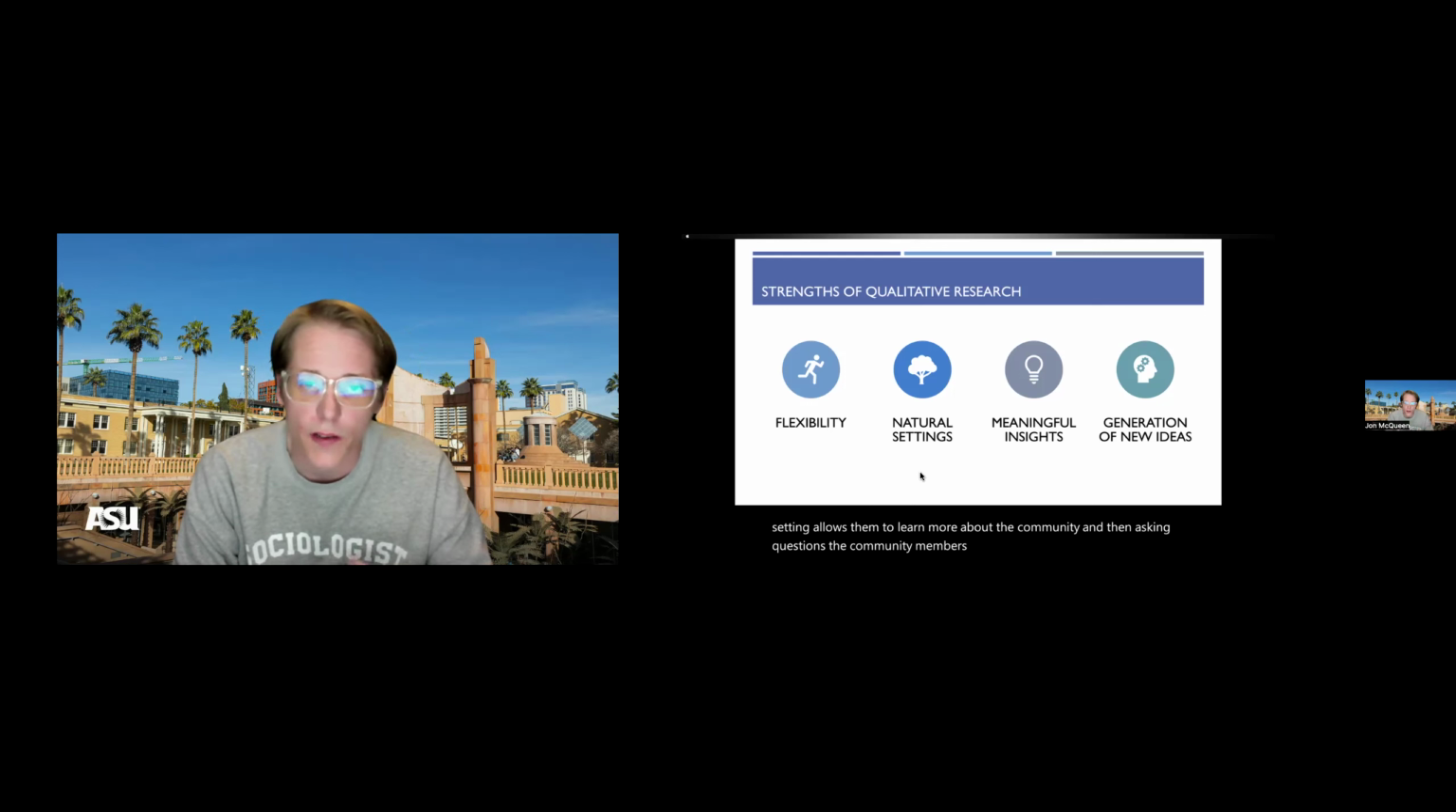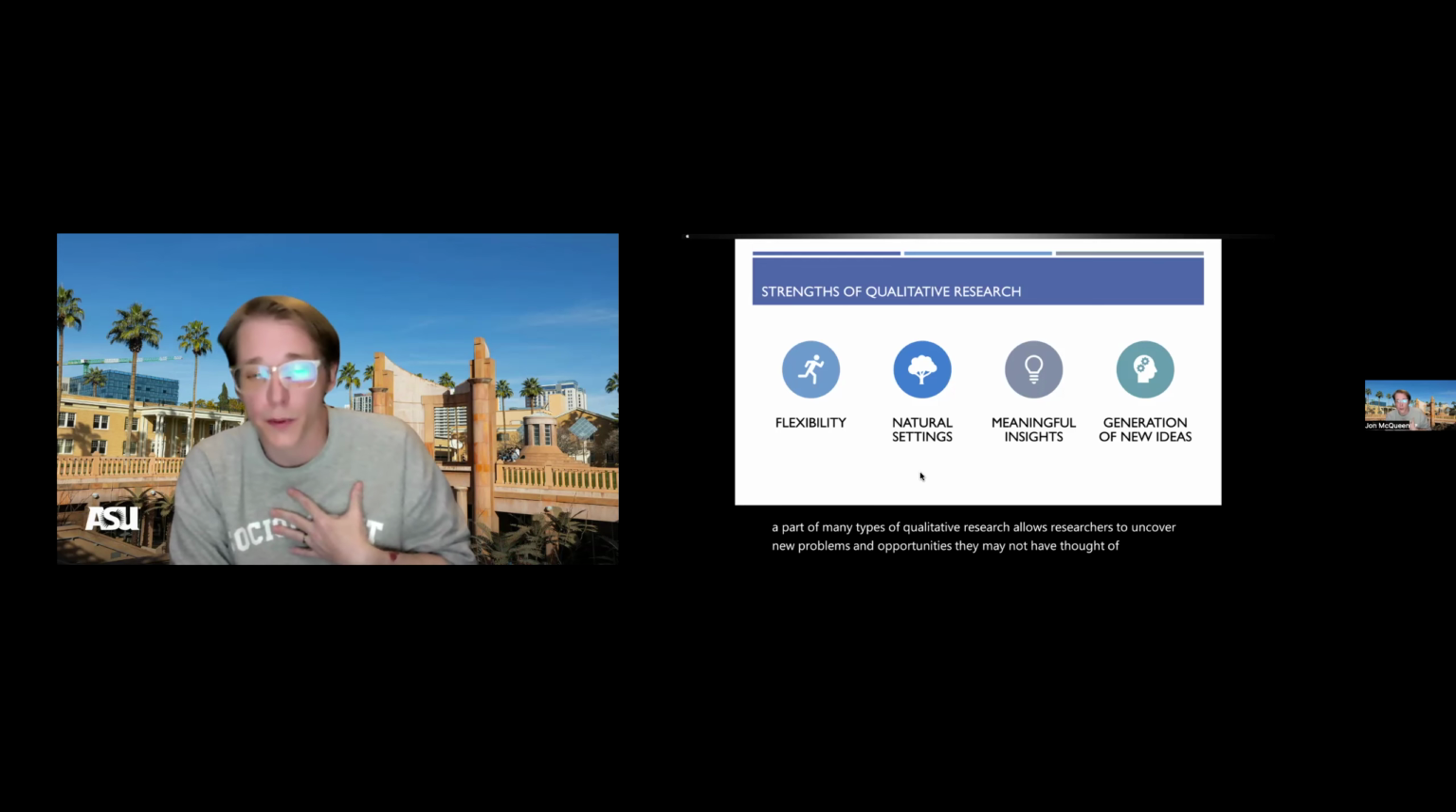Then they can ask questions to community members in a different setting. Qualitative data also allows researchers to gain meaningful insights, as this type of research allows them to gain detailed descriptions of people's experiences, feelings, and perceptions. And lastly, qualitative research is great for the generation of new ideas. The open-ended responses that are part of many types of qualitative research allow researchers to uncover new problems and opportunities that they may not have thought of otherwise.